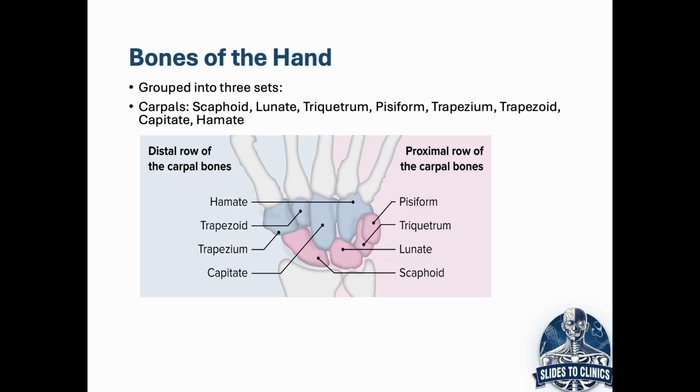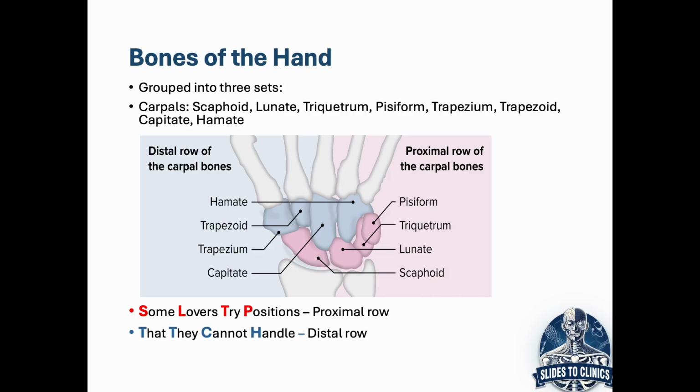There's a mnemonic which we could use to remember the carpal bones, but excuse my French: some lovers try positions that they cannot handle. If you look at this mnemonic, the first letter from each word is the name of a bone. So for the proximal row, you start with the scaphoid at the thumb side, then the lunate, triquetrum, and then the pisiform.